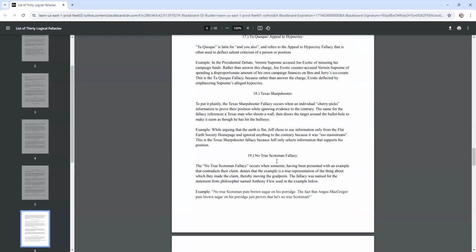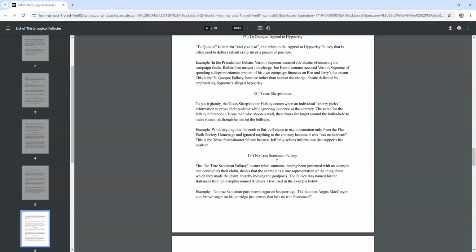Example, when arguing that the earth was flat, Jeff chose to use information only from the Flat Earth Society's homepage and ignored anything to the contrary because it was too mainstream. This is the Texas sharpshooter fallacy because Jeff only selects information that supports his position, right? Anyone that can control the flow of information can convince you of anything. If you're not hearing the full discourse, if you're not seeing all of the evidence, both pro and con, then you are being manipulated in some way, and usually by the Texas sharpshooter.